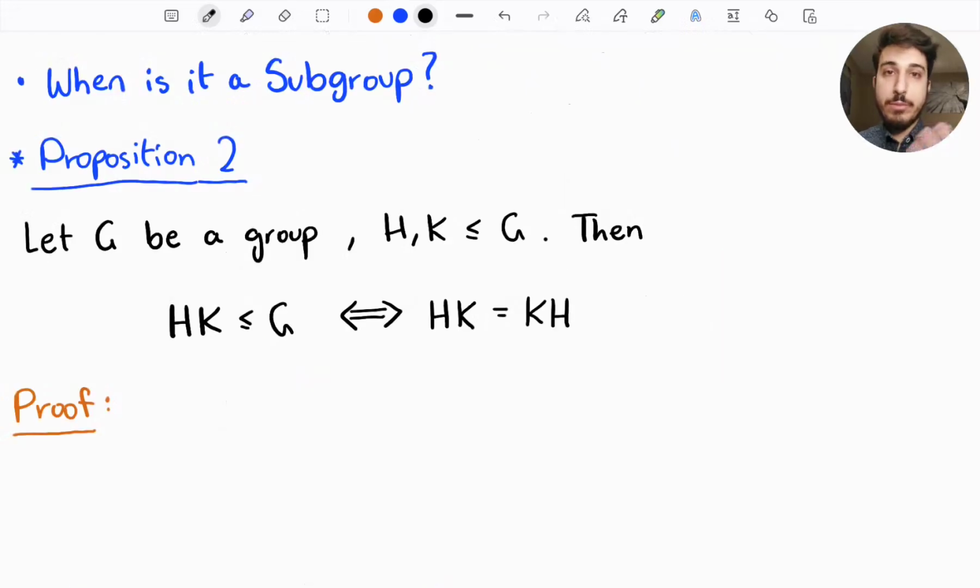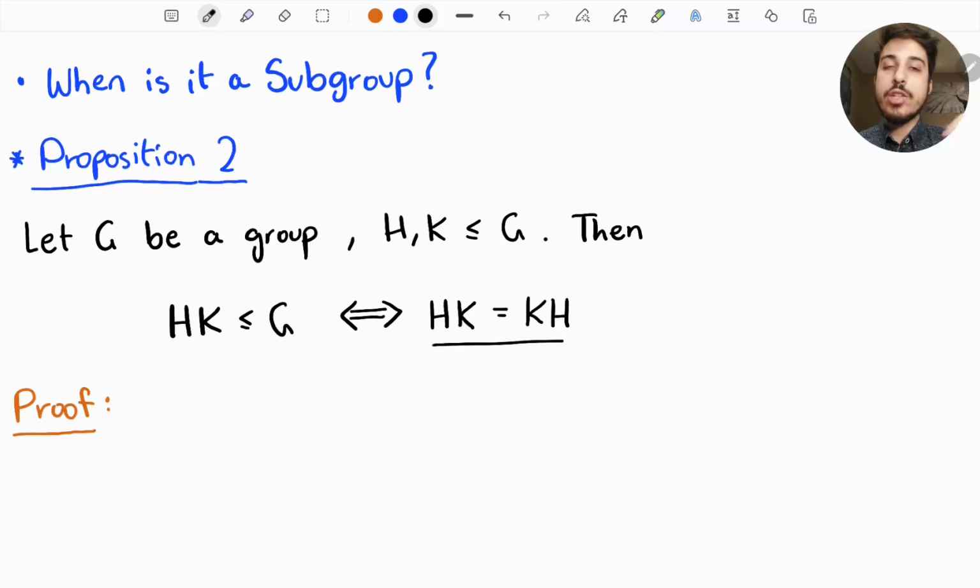The second question that we need to address is, when is the composite set a group? And the answer lies in Proposition 2. Let G be a group. Let H and K be subgroups in G. Then the composite set HK is a subgroup of G if and only if HK is equal to KH.